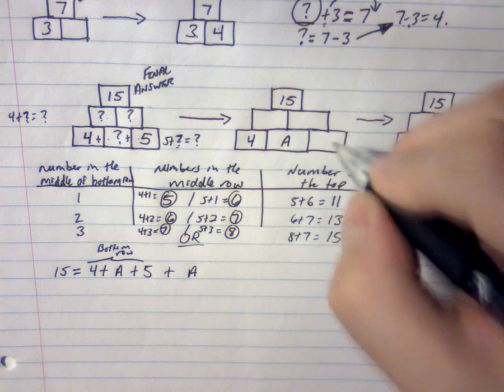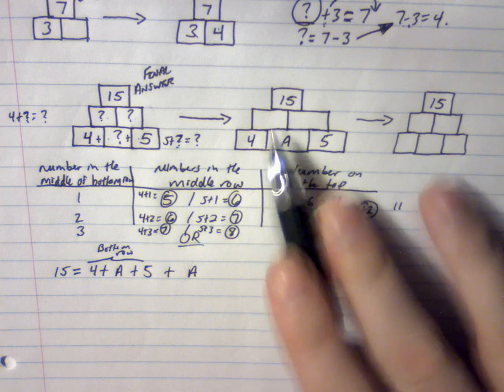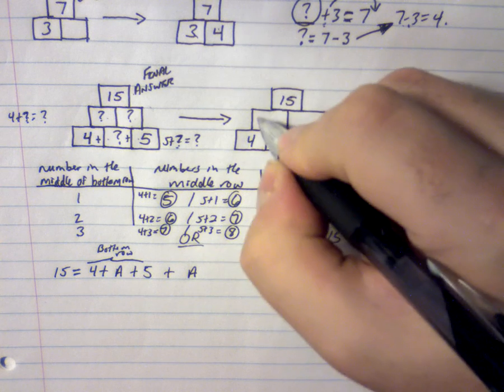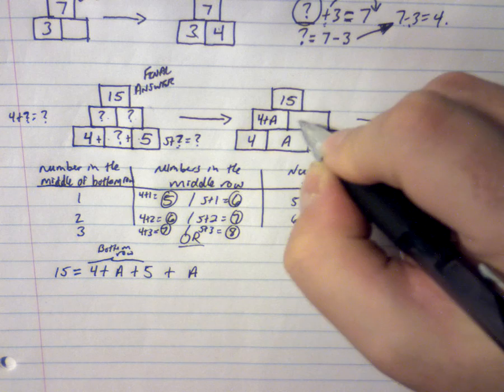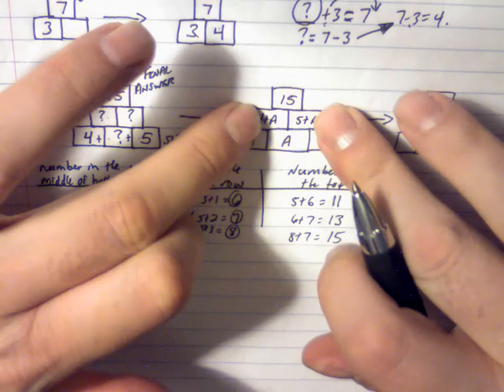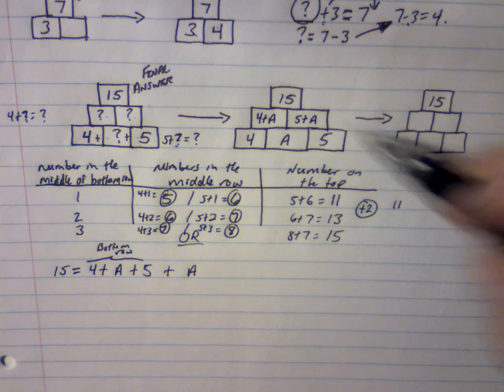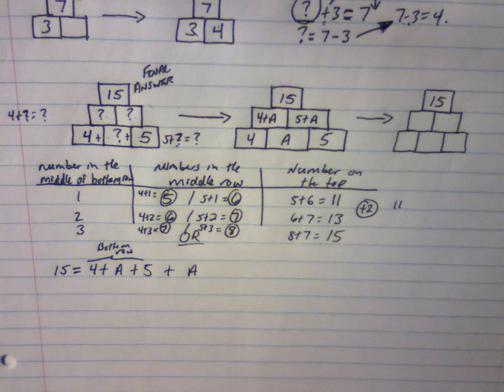it looks like 4, A, 5, and then we know that when we add these two together, we'll get the answer here. So this is 4 plus A, and we add these two numbers, we get this answer, so this is going to be 5 plus A. And then when we know what these two numbers are, we will get our number 15.